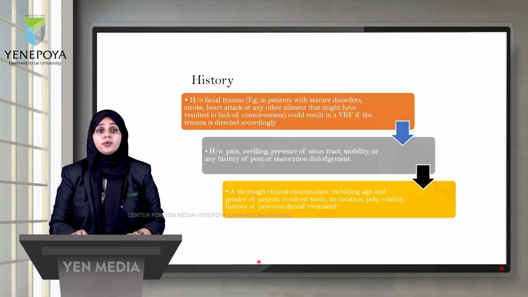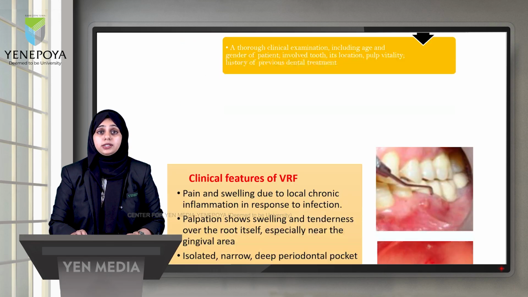Coming to the history, when a patient comes, a thorough history should be taken, including the age of the patient, gender, involved teeth, locations, history of previous dental treatment, any history of pain, swelling, presence of a sinus tract, mobility or any history of post placement or any restoration dislodgement.